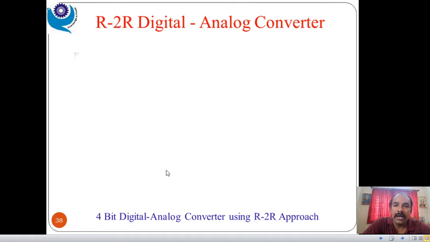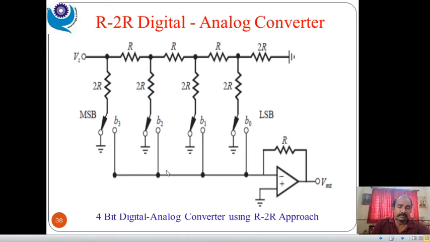In the binary weighted resistor DAC, when the number of bits increases, the number of resistors also increases and their values also increase, or you can say change. But here in the R2R ladder network, only 2 types of resistors are used, that is R and simply 2R, R and 2R.